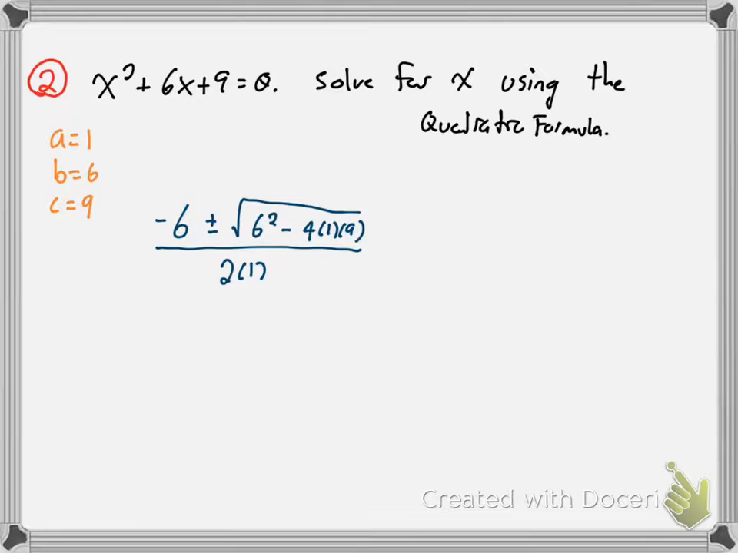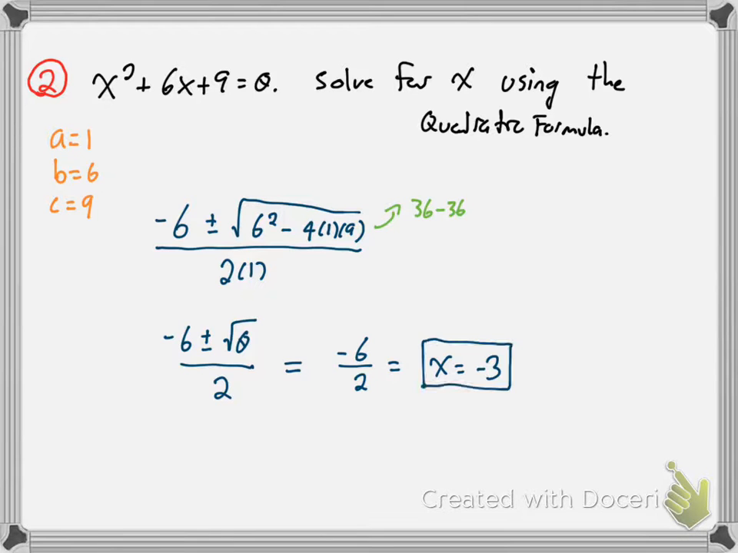I get negative 6 plus or minus the square root of 6 squared minus 4 times 1 times 9 all over 2 times 1. And from here, I'm going to start to simplify everything under the square root. What I see here is I'm going to get 36 minus 36, which leaves me with the square root of 0, which is just 0. So negative 6 plus 0, negative 6 minus 0 is the same thing. So I'm just going to rewrite this as negative 6 over 2, which leaves me with x equals negative 3.